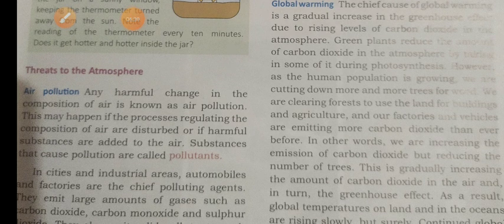And next we learned about the ozone hole. What is an ozone hole? A patch in the stratosphere where the ozone layer has become very thin. That is called ozone hole. Okay, these are the important terms we learned in lesson 2. These are some inside questions.